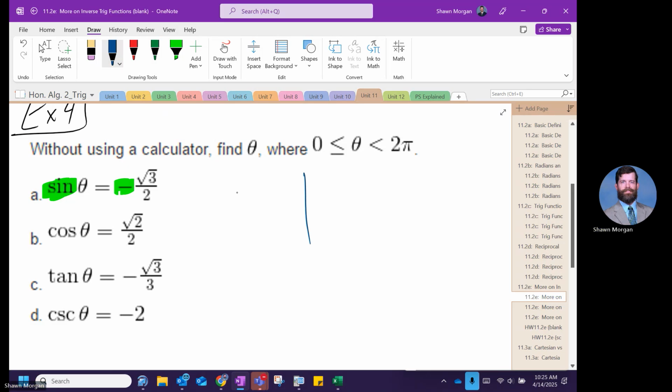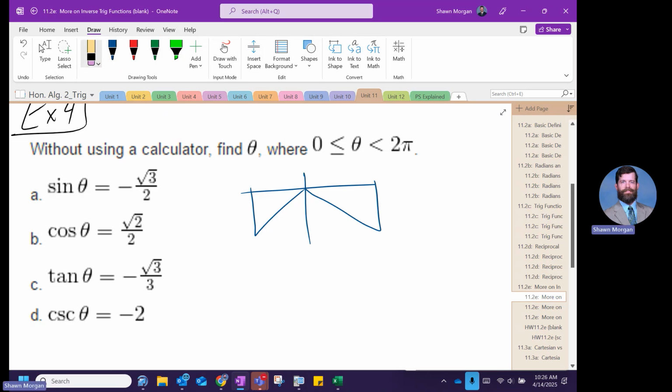Beautiful. That's step 1: ASTC, figure out in which two quadrants you're at. This is kind of what we've been doing, but with the calculator we were just focusing on the one answer. Here, we're jumping the gun and saying there's going to be two answers. Let's figure it out. Step number 2 is to label your picture using SOHCAHTOA.